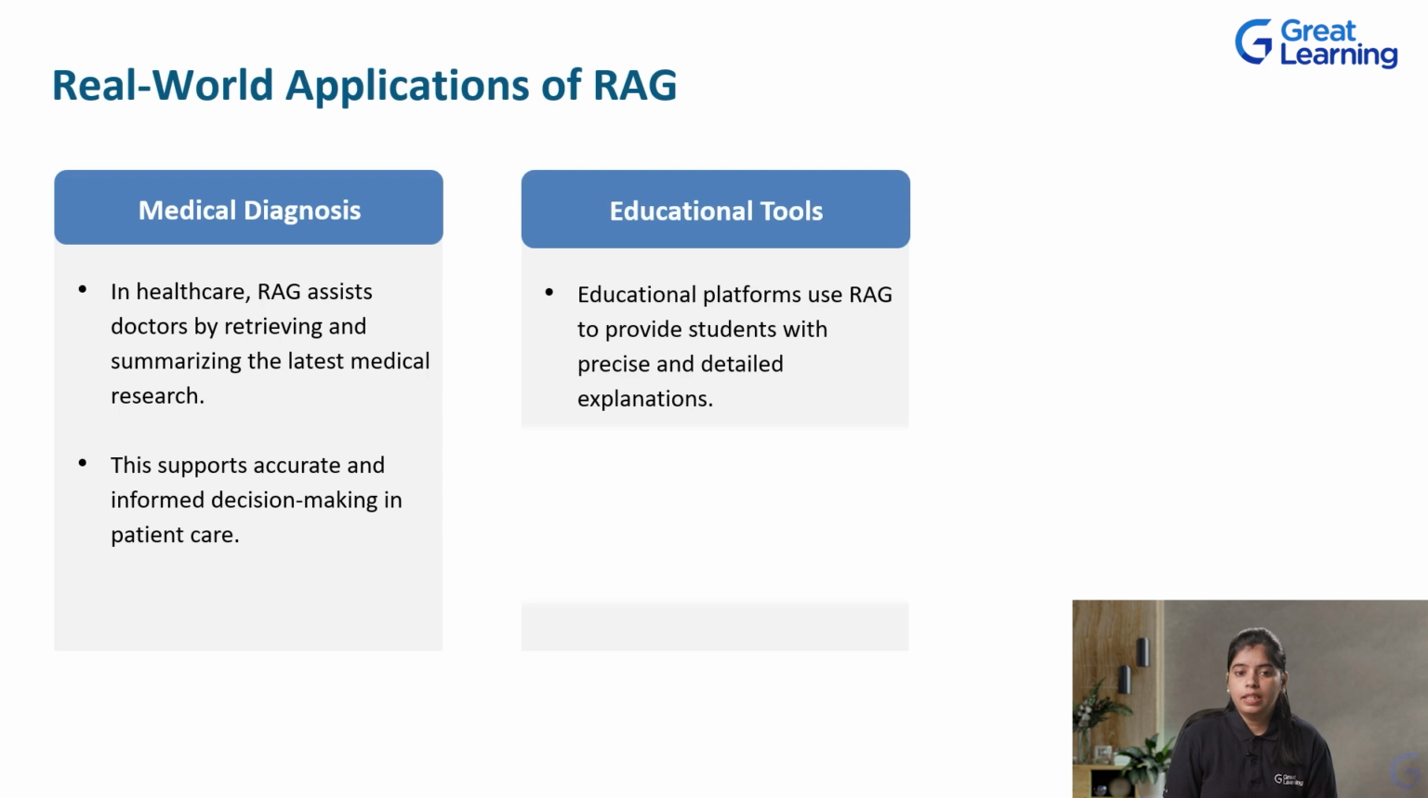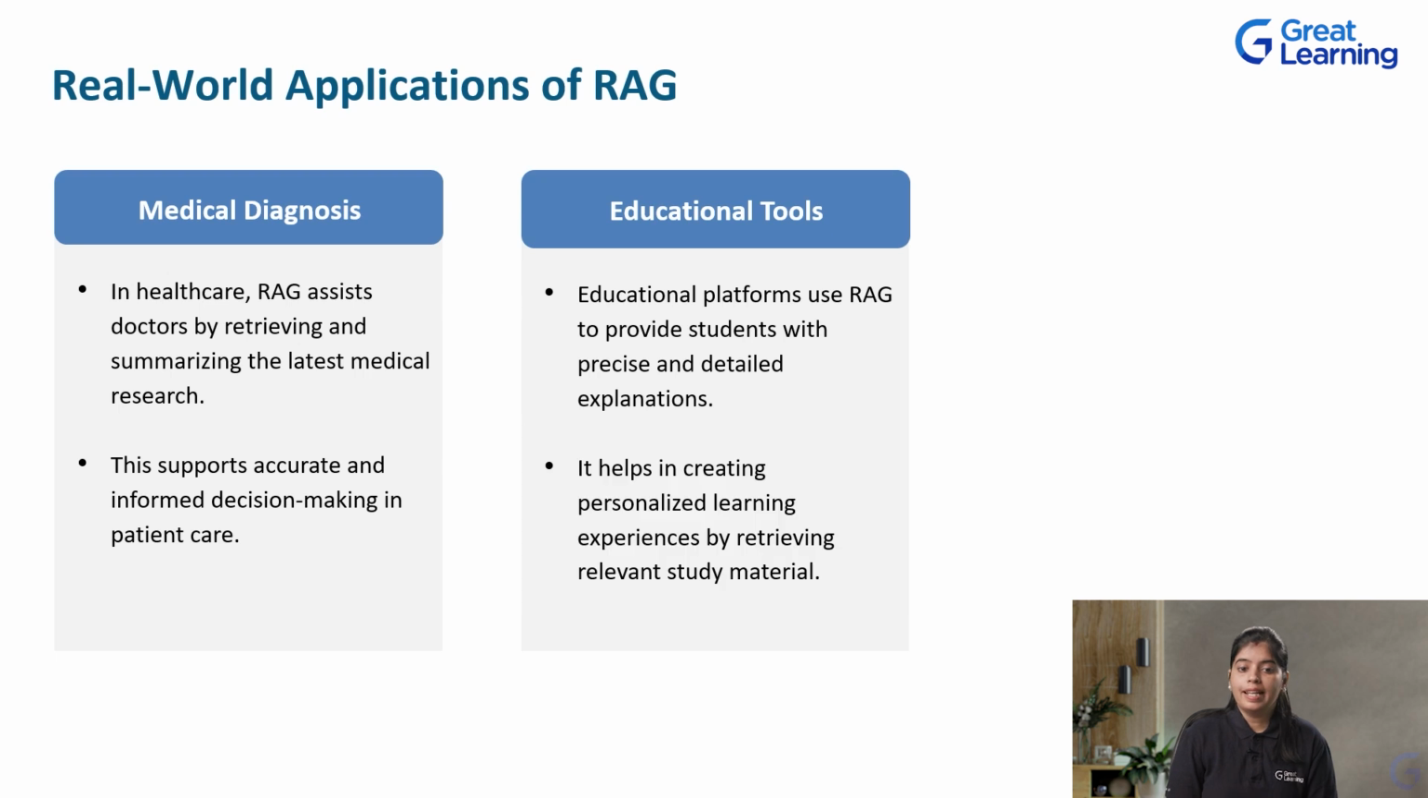After that, you can see here that it is helpful as an educational tool. How is it helpful in education? In education, we use it to provide students with precise and detailed explanations. It helps in creating a personalized learning experience by retrieving relevant study material based on the student. We can provide the relevant study material so they can go through that, and it will be more accurate and up to date. So there also RAG is very helpful.